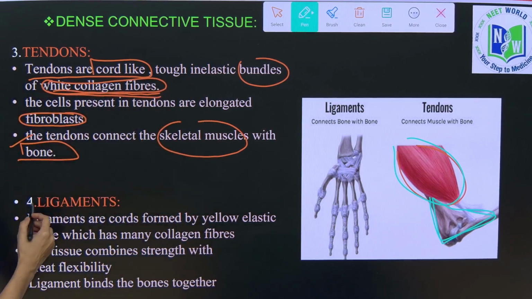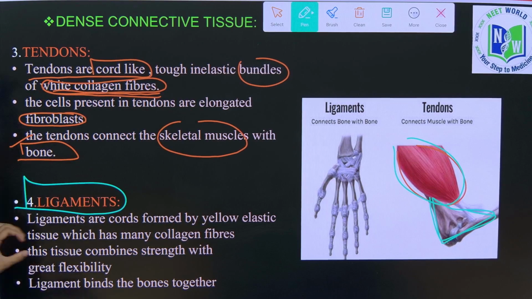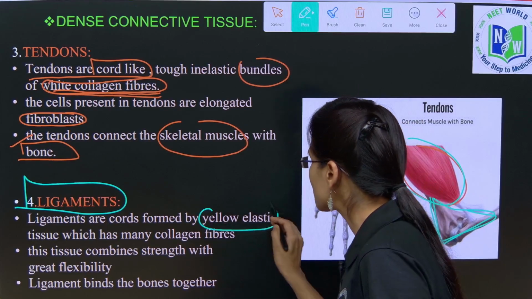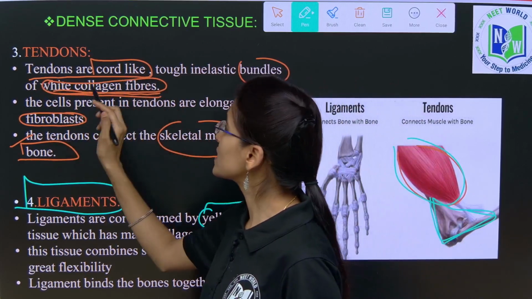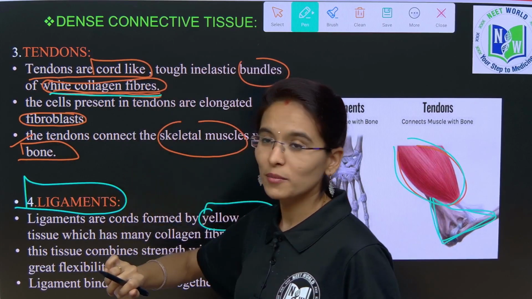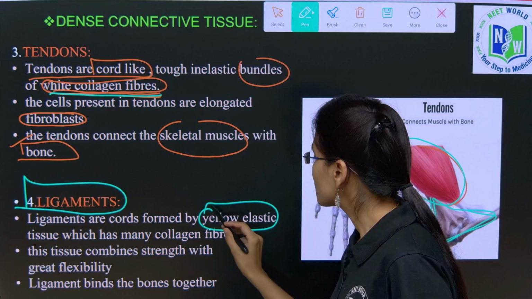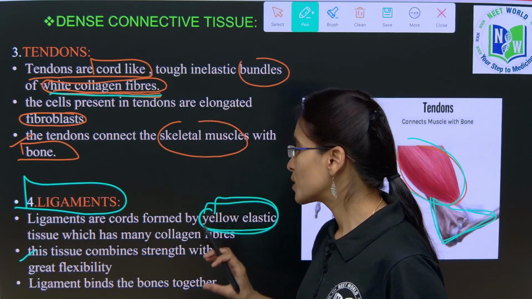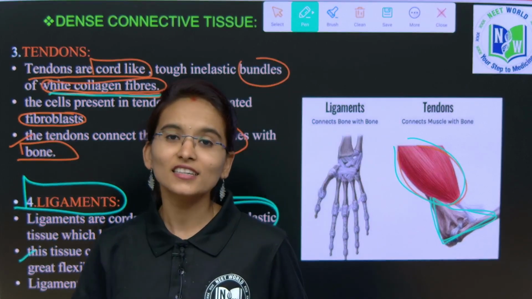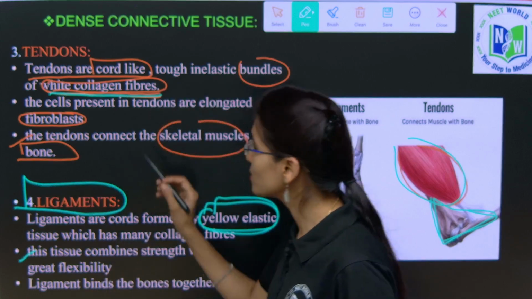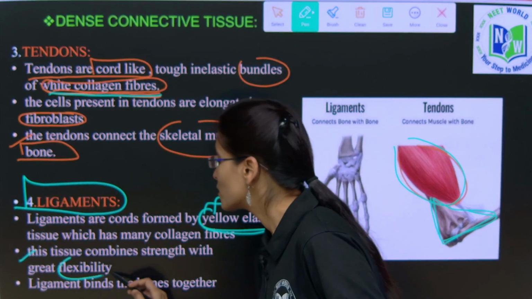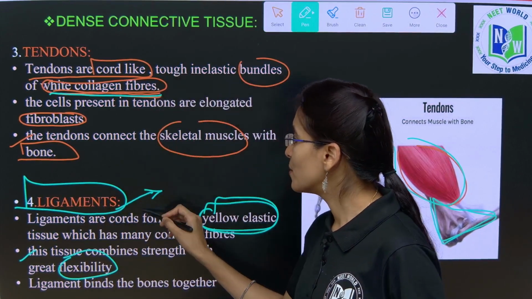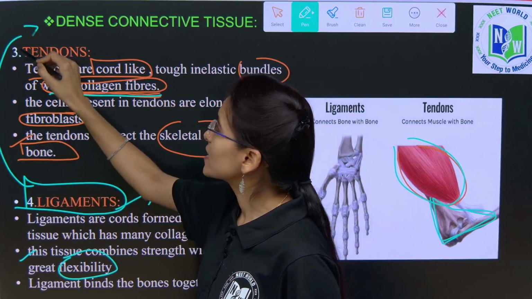Next, coming towards the ligaments. Ligaments are formed by numerous yellow elastic fibers. Tendons contain white collagen fibers, but ligaments have yellow elastic fibers, and this tissue combines strength with greater flexibility when compared to the tendons. We get strength and flexibility from the ligament. It is a type of dense connective tissue.